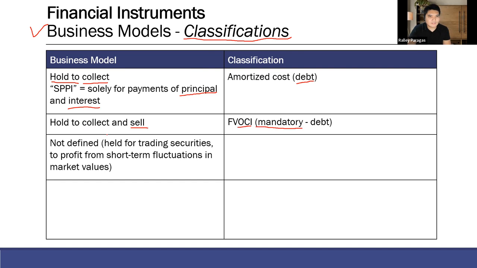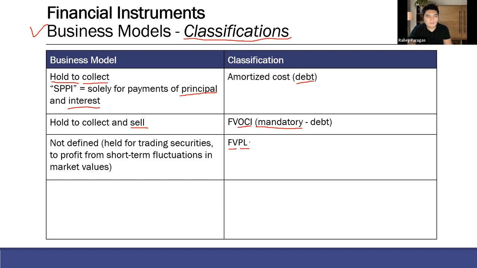Okay, what if hindi defined yung business model? Typically, this would be a catch-all classification already. And typically, dito mo makikita yung mga held for trading securities. As I've mentioned earlier, for example, kapag gustong mag-profit ng company in short-term fluctuations in the market values, he or she may do so. Ang magiging classification mo dyan would be fair value through profit or loss. So you remeasure the balance of your investment. Depende kung ano yung fair value at the year end, kung tumataas yan, so meron kang mga gains. Kung bumababa yung fair value, meron kang mga losses, and those changes in fair value would be recognized in profit or loss.